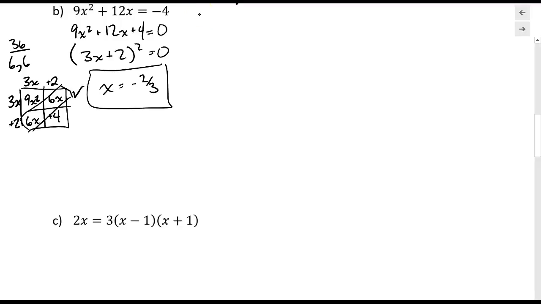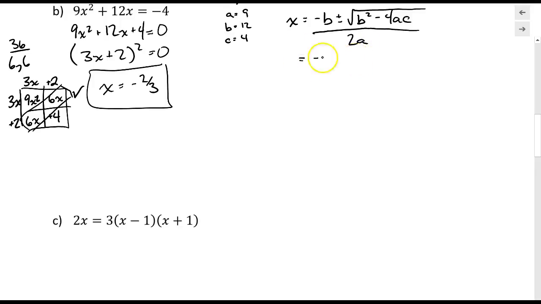If you didn't spot that this is factorable, you can use the quadratic formula. We would just need to make sure we identify a is 9, b is 12, and c is 4. From there we'd fill in x equals negative b plus or minus the square root of b squared minus 4ac, all divided by 2a. So that is negative 12 plus or minus the square root of 12 squared minus 4 times 9 times 4, all divided by 2 times 9.